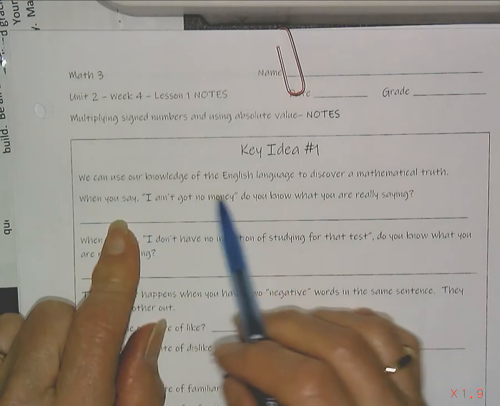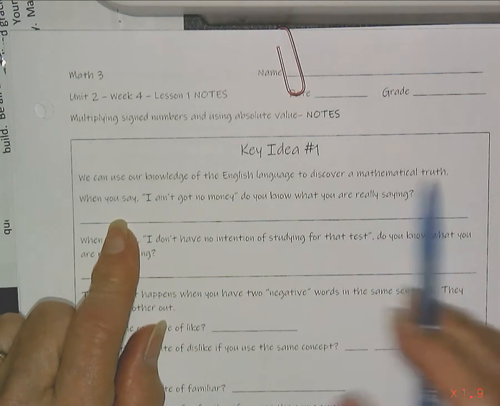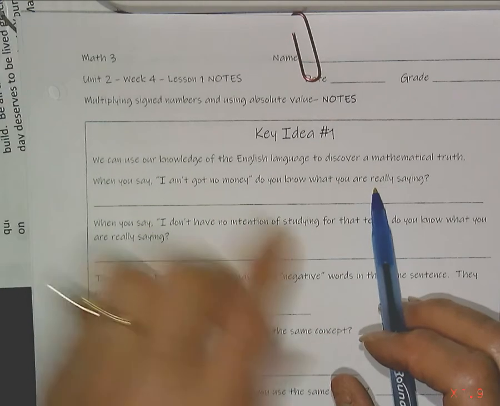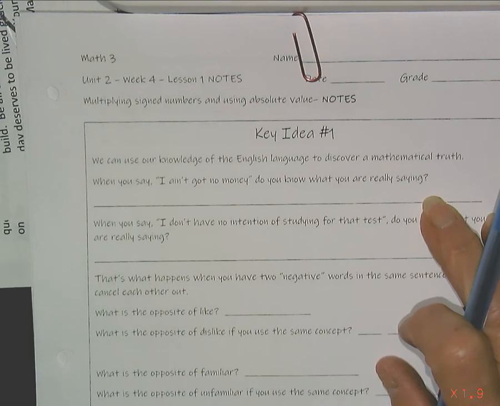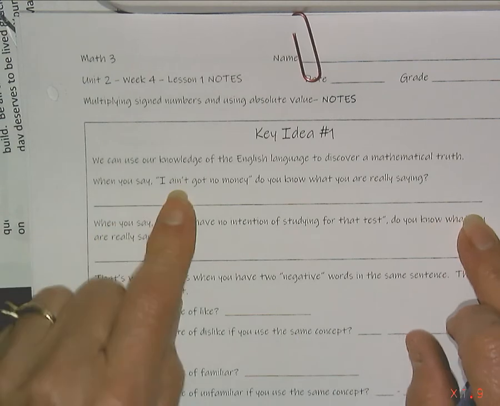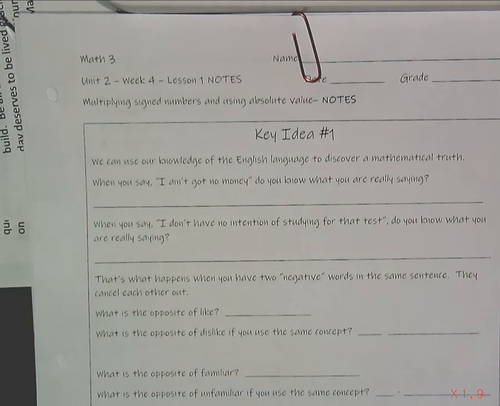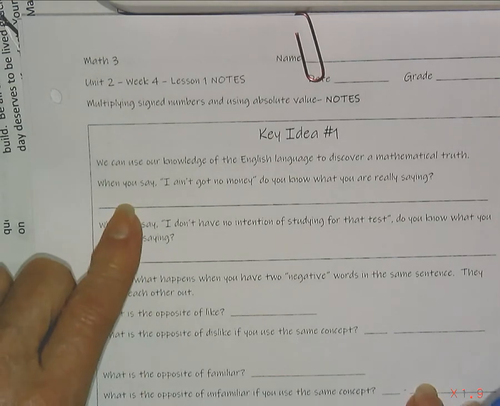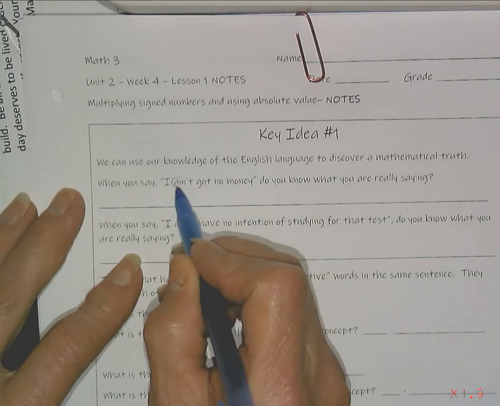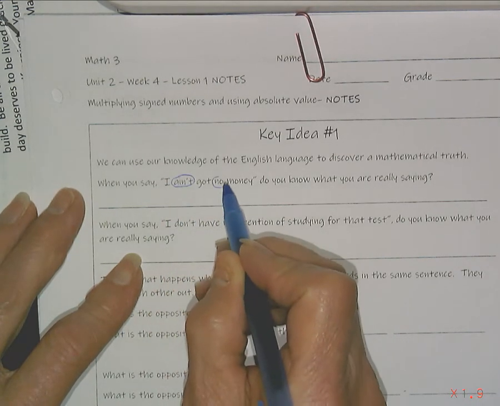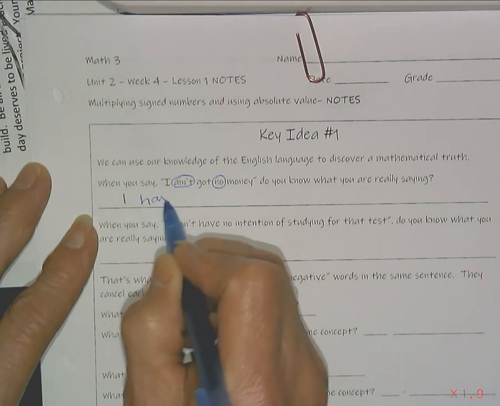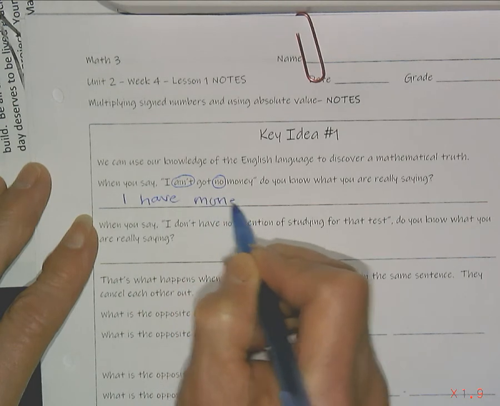We can use our knowledge of the English language to discover a mathematical truth. When you say, "I ain't got no money," do you know what you're really saying? What do you think you're really saying? Well, that's what you're trying to say, and that would be the better way to say it: I don't have any money. But if you say, "I ain't got no money," this is a negative word. That's a negative word. They cancel each other out. What you're actually saying is, I have money.